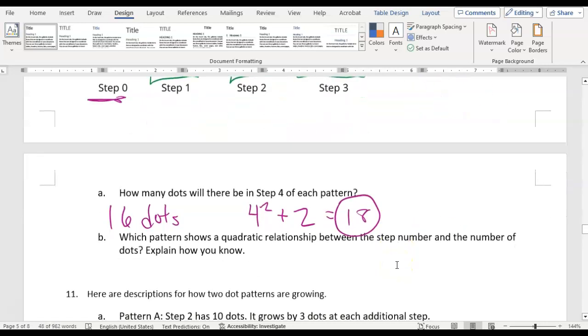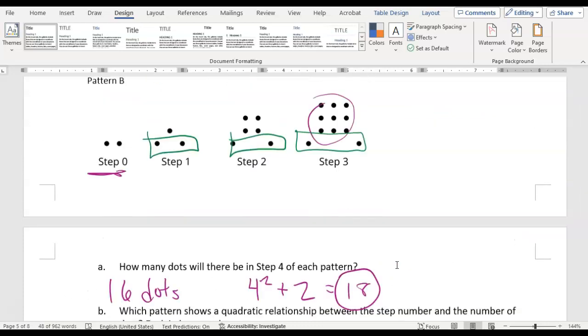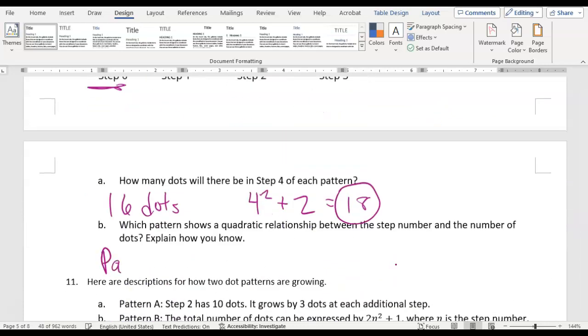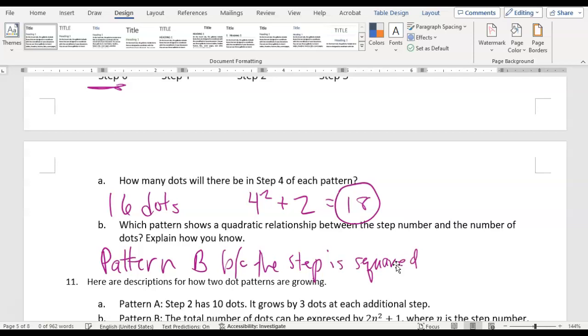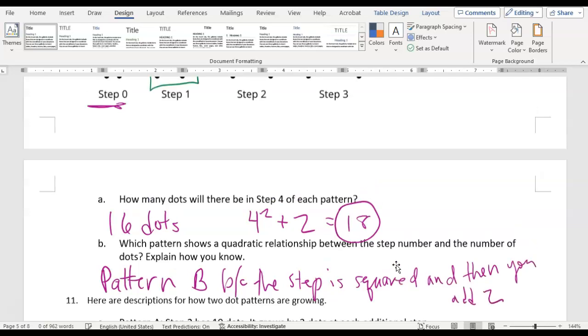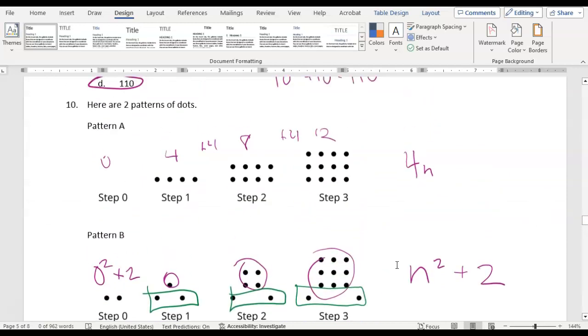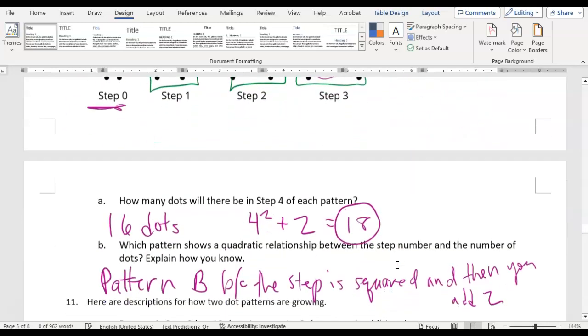Which pattern shows a quadratic relationship? This would be pattern B, because the step is squared, so it contains that squared term, and then you add 2. Whereas if we compare, pattern A is what we would call a linear pattern, because we are simply adding the number 4 each time.